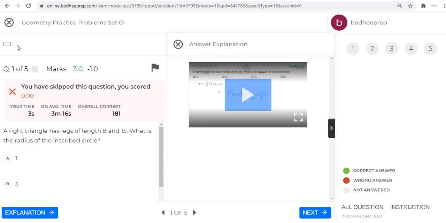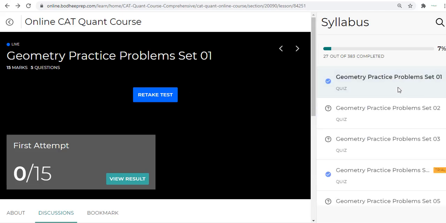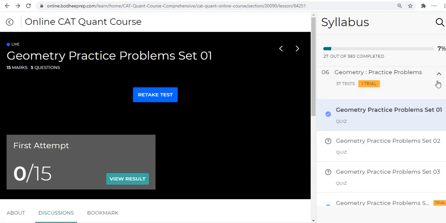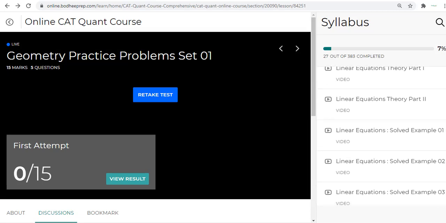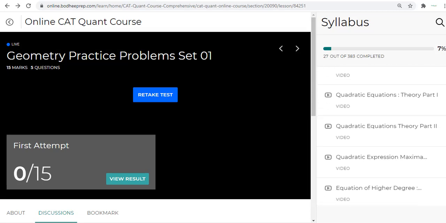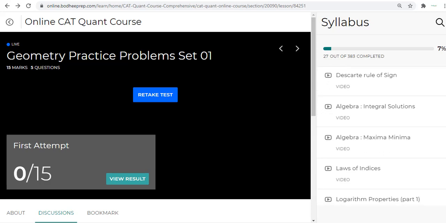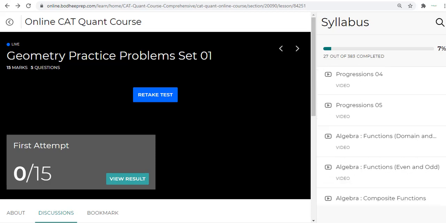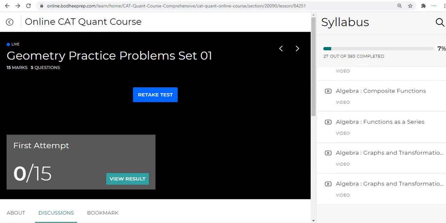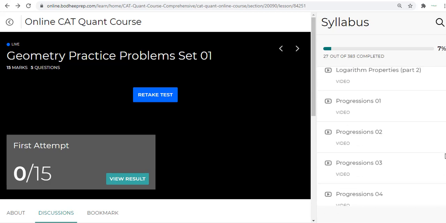So this is how the practice problems are distributed, and all varieties of questions have been covered here in the practice problem. And after that you have algebra. So you have algebra, linear equations, and then solved example, quadratic, and then equation of higher degree, polynomials, Descartes rule of sign, and laws of indices, logarithms, progressions, functions, and composite function, graphs, transformation, and then you have the practice problem. So this is how the entire thing has been distributed.